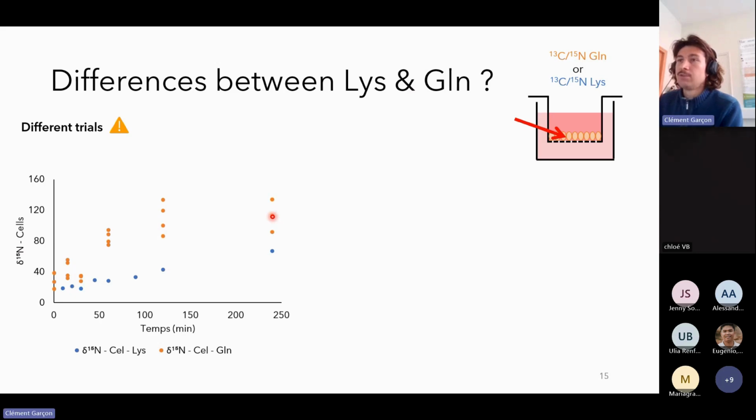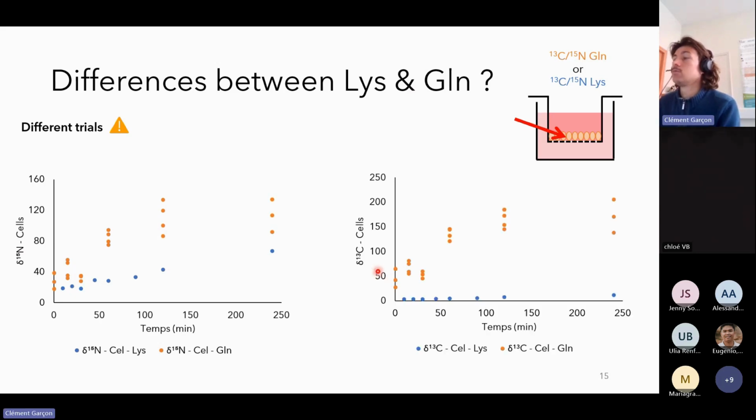And if you look at the 13C, you see a similar kinetic in orange for the glutamine, so an increase and then it gets quite stable. While for the lysine, we see almost no increase or very little increase, so we don't find much of the carbon from lysine in the cells. So it's a surprising result. We do not really have a clear explanation for that yet.